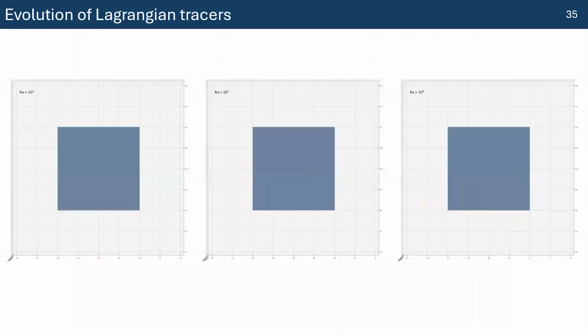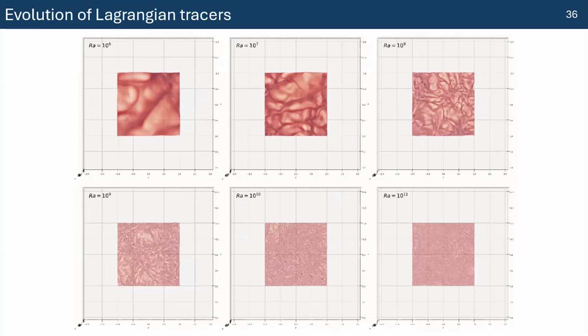That's odd. Okay, the animation just glitched out.